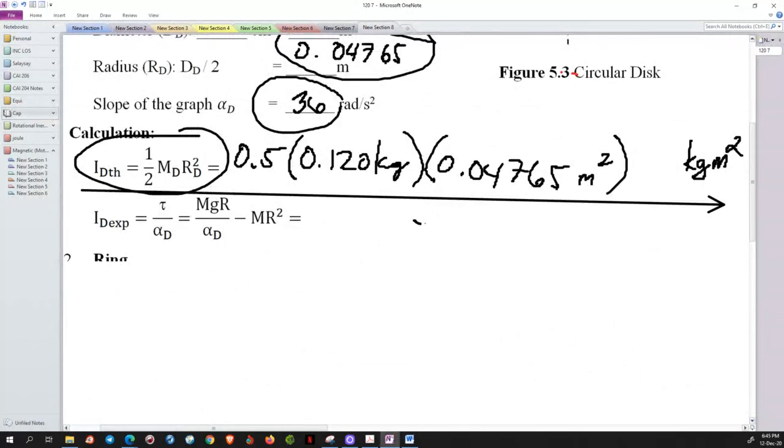So you say, where's my pointer? There it is. So you have to write MGR.